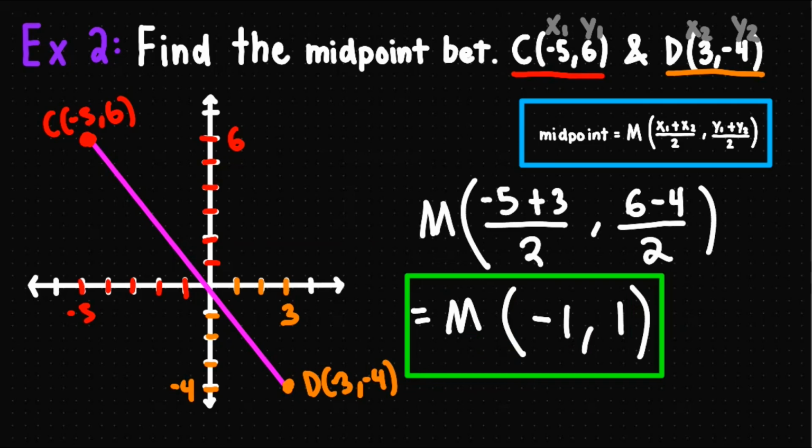Plotting that one, we have here negative 1 for the x coordinate and 1 for the y coordinate. So it's somewhere around here. I think it's fairly accurate in our figure that the midpoint is correct. If you want a more accurate figure in this one, you may try to plot these points in graphing calculators such as Algebra or Desmos.